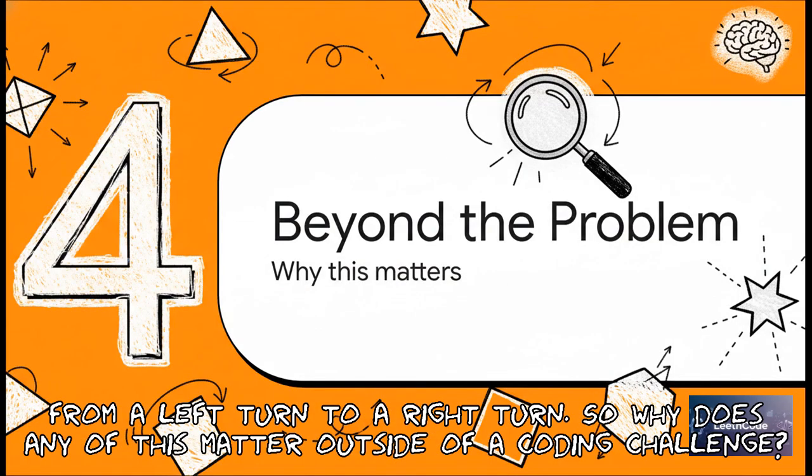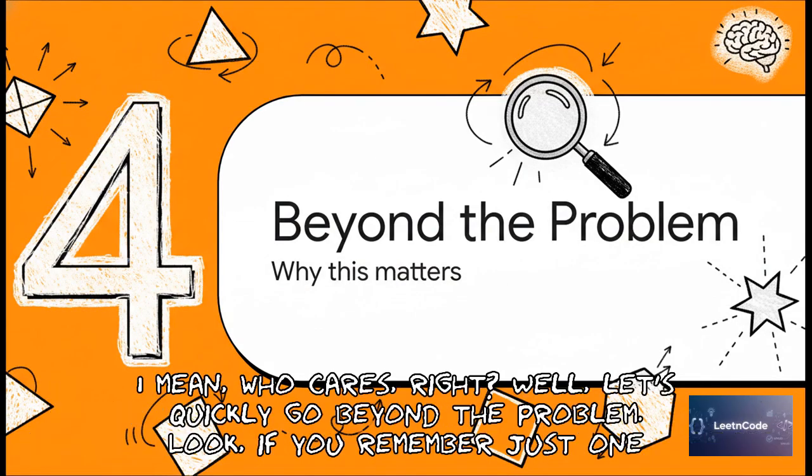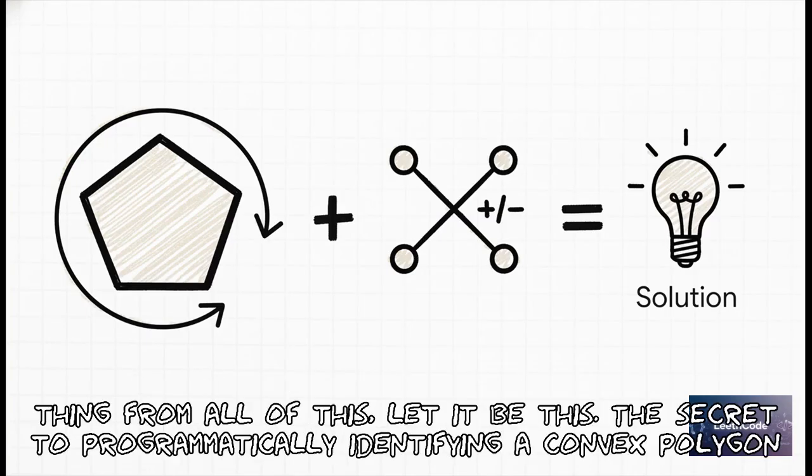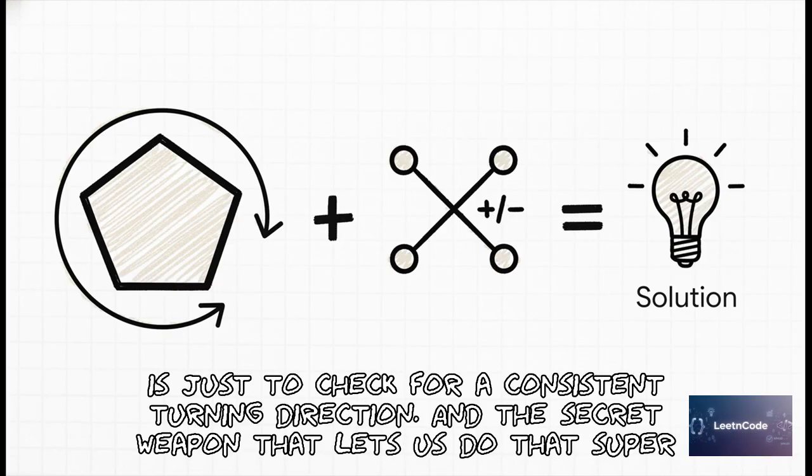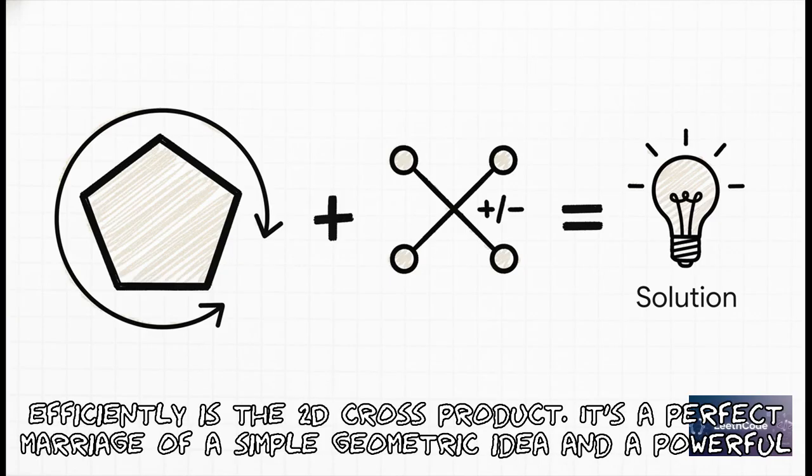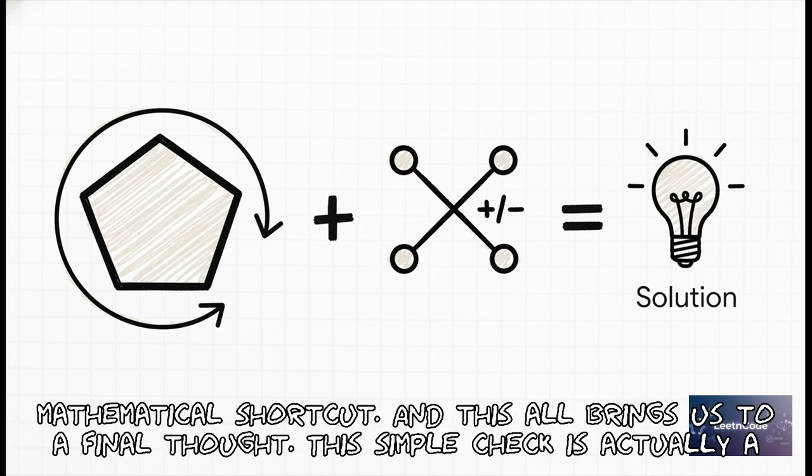So why does any of this matter outside of a coding challenge? I mean, who cares, right? Well, let's quickly go beyond the problem. Look, if you remember just one thing from all of this, let it be this. The secret to programmatically identifying a convex polygon is just to check for a consistent turning direction. And the secret weapon that lets us do that super efficiently is the 2D cross product. It's a perfect marriage of a simple geometric idea and a powerful mathematical shortcut.